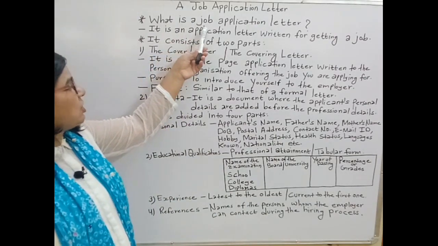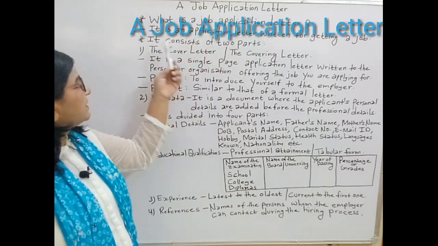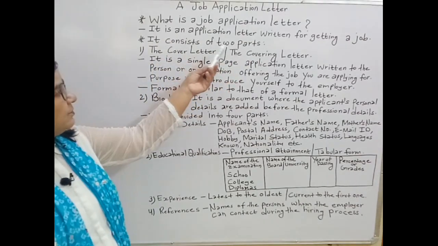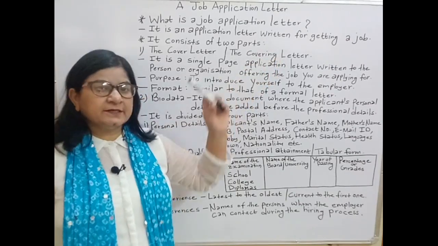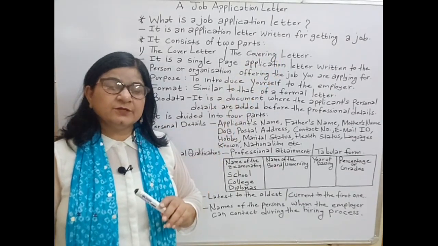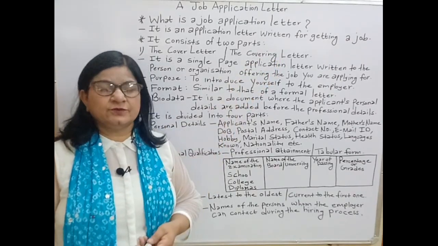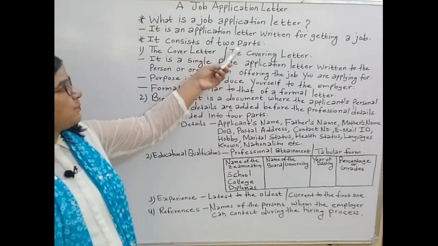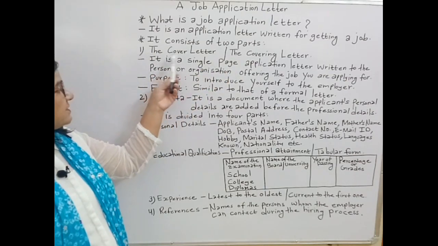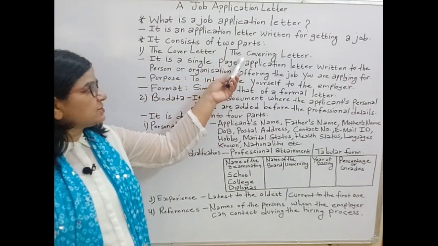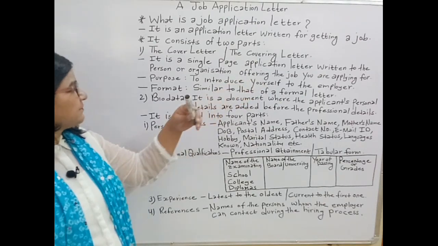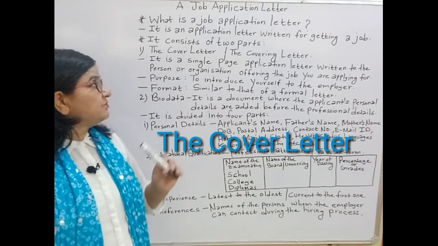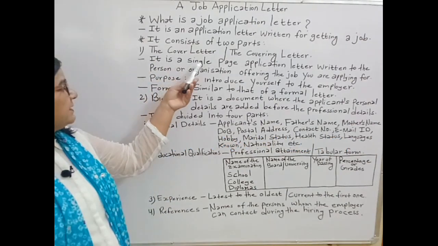What is a job application letter? It is an application letter written for getting a job. You write the letter to the employer and through it you introduce yourself to the employer. It consists of two parts. Number one is the cover letter. We can also say the covering letter. And the second part is bio data.